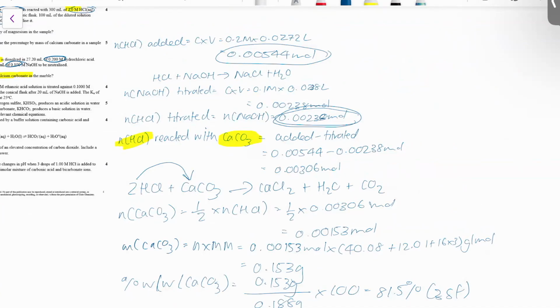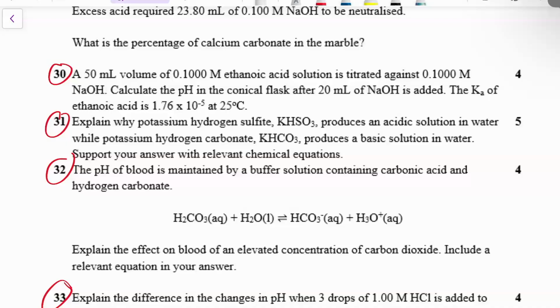All right, good work. Question 30: a 50 mL volume of 0.1 molar ethanoic acid solution is titrated against 0.1 molar NaOH. Calculate the pH in the conical flask after 20 mL of NaOH is added. The Ka of ethanoic acid is 1.76 times 10 to the minus 5 at 25 degrees Celsius. So this looks like a titration question, but they're not asking you for concentration, they're asking you for pH.